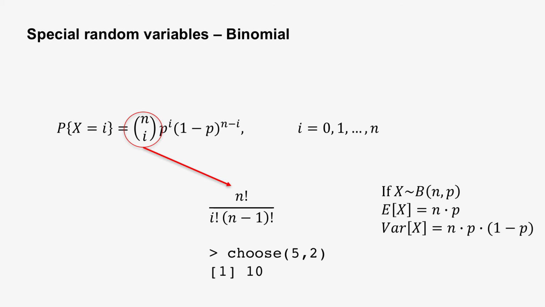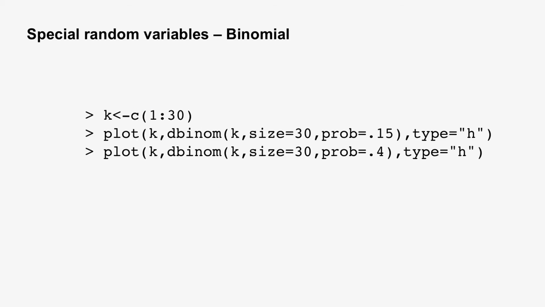If x is a binomial distributed random variable, n being the total number of experiments and p the probability of each experiment yielding a successful result, then the expected value of x is n times p and the variance is n times p times 1 minus p. Try also to plot various binomial mass functions to see what happens when you change the probability variable.